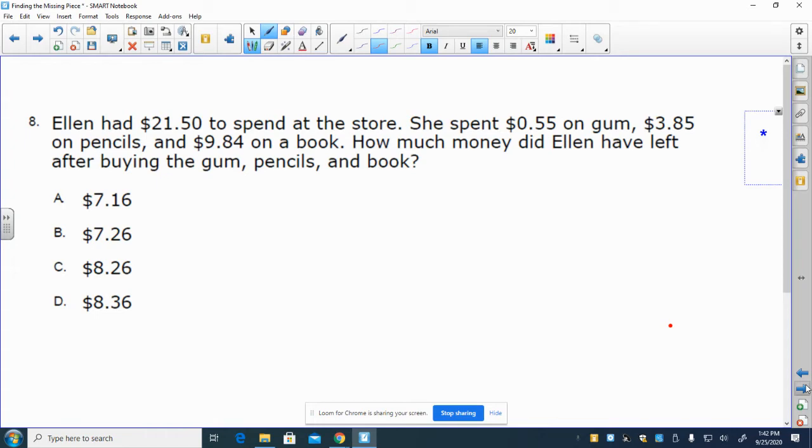Let's read it again. Let's try to find if it gives us the whole or just a bunch of parts. Ellen had $21.50 to spend at the store. This is how much she had. She walked into the store with $21.50. If that's all that Ellen has, that's going to be the whole thing. It can't get any bigger than that. She spent 55 cents on gum, which would be a part. $3.85 on pencils, another part.